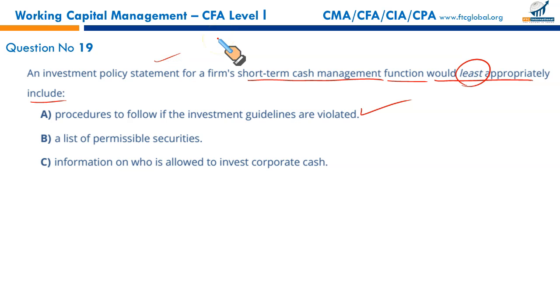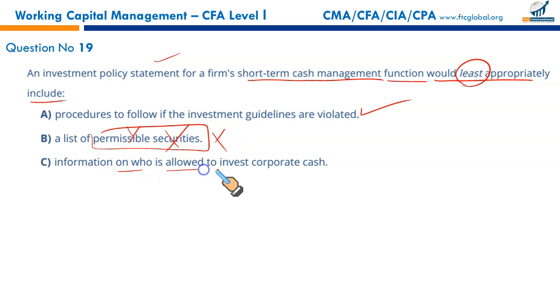That is true. B. A list of permissible securities. No. Give your investment manager some leverage. Give him some discretion. Give him some flexibility so that he makes decisions on his own given the market circumstances. So don't restrict him. Don't bind him. Let him make the decision himself. This is inappropriate.